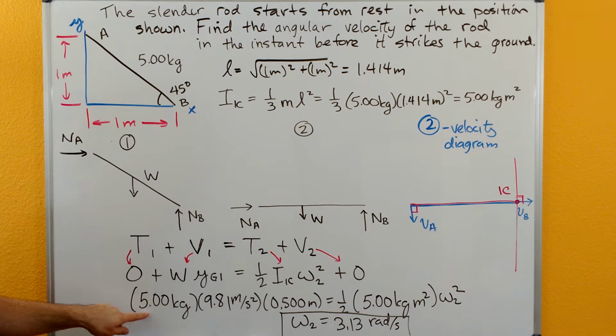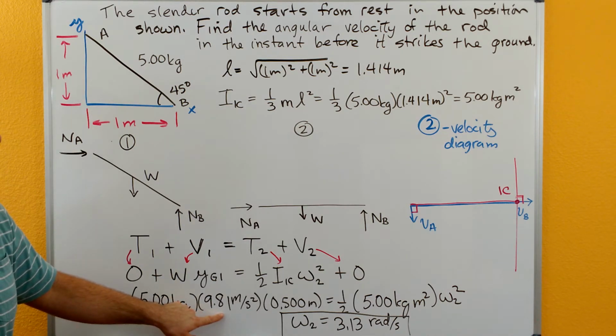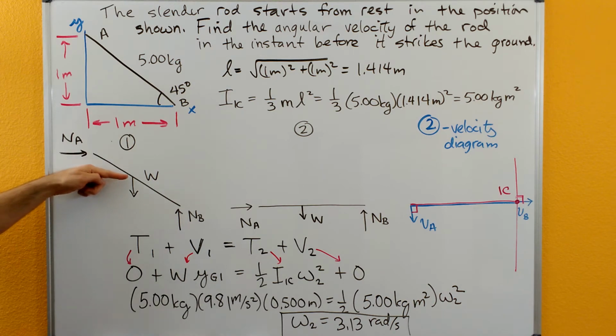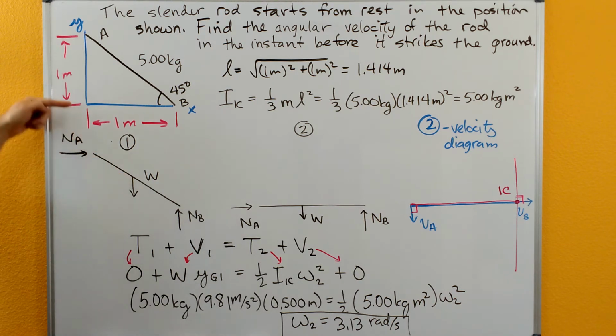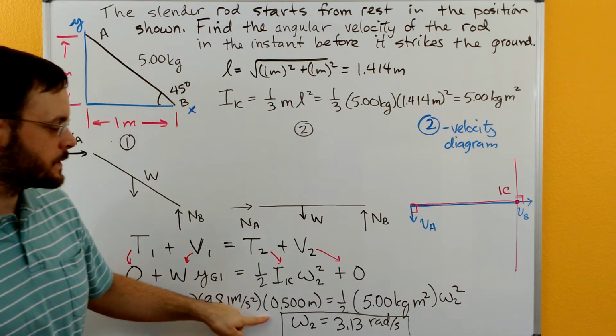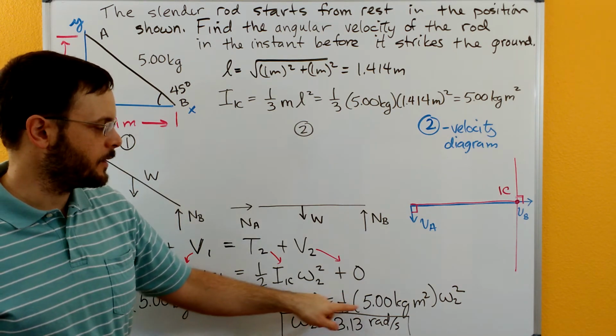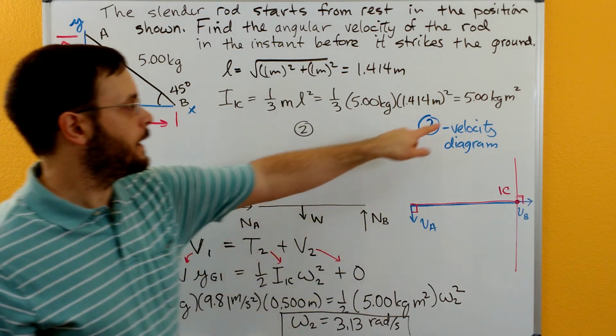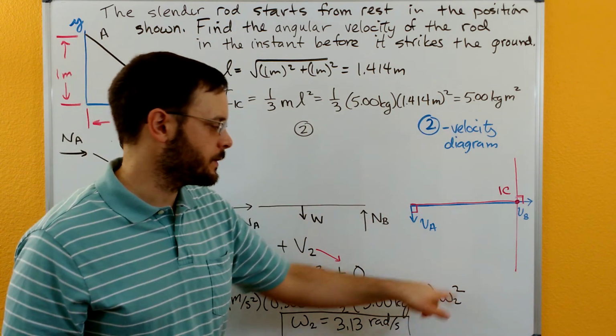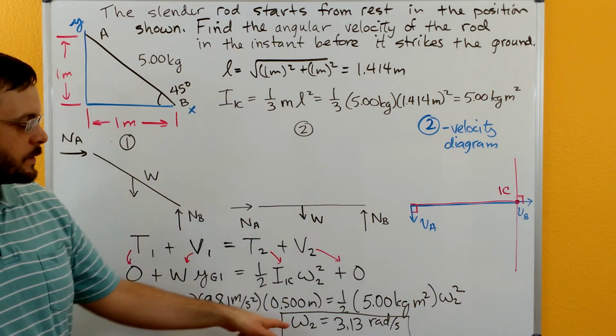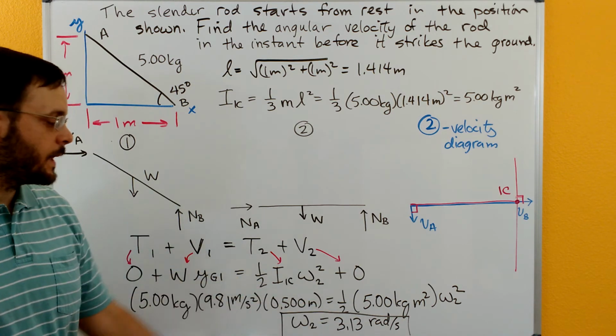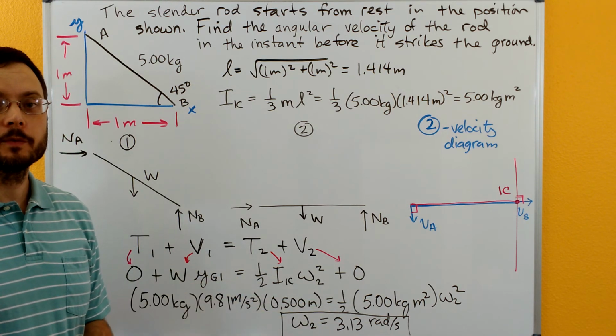So then plugging in our numbers, we get our 5 kilograms times 9.81 for our weight. And then our center of gravity here is halfway up. So instead of being the full 1 meter, it's going to be half of that, so 0.5 meters. And that's equal to our 1/2 of our I_IC times our omega 2 squared. We can solve for omega 2 squared, and then don't forget to take the square root, and that'll give you the 3.13 radians per second.